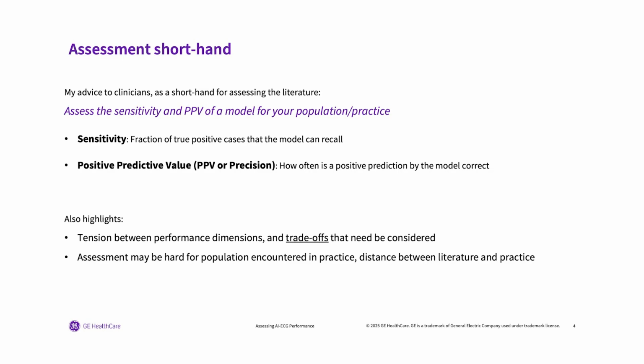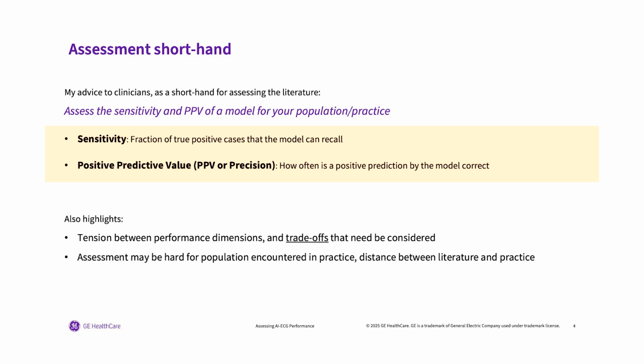So, as I said before, my advice, if it's too difficult to understand the complexity of all these numbers, my shorthand for assessing the literature is to try to assess the sensitivity and positive predictive value of a model for your population of interest or for your practice. Sensitivity is, out of all the true positive cases that go through the model, how many of them does the model detect? And positive predictive value is, out of all the times that the model gives a positive prediction, how often is the model correct?